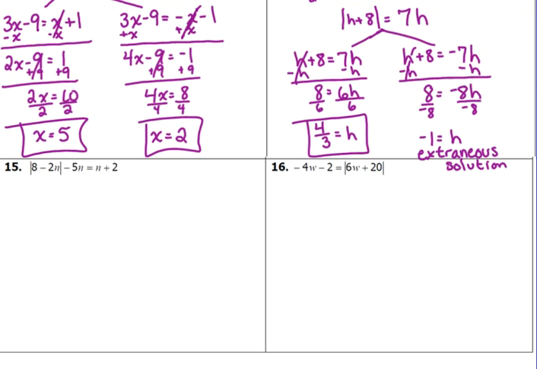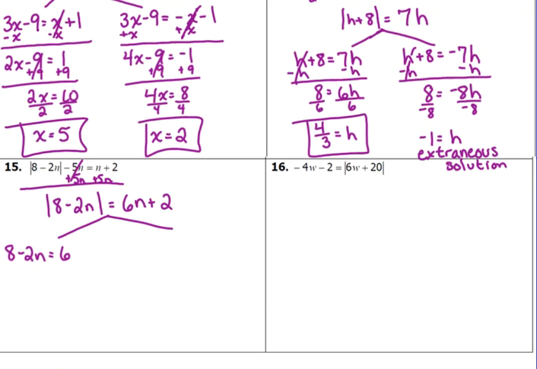Number 15, absolute value of 8 minus 2n minus 5n is equal to n plus 2. So we've got to start by isolating the absolute value. We need to add the 5n. So we have the absolute value of 8 minus 2n is equal to 6n plus 2. Absolute value is by itself. So 2 scenarios, 2 cases. First one, nothing changes. Just drop the absolute value.